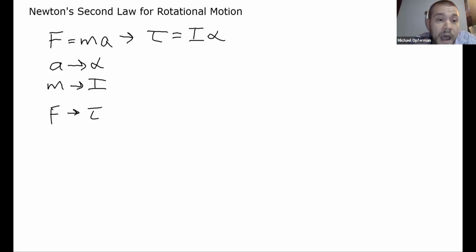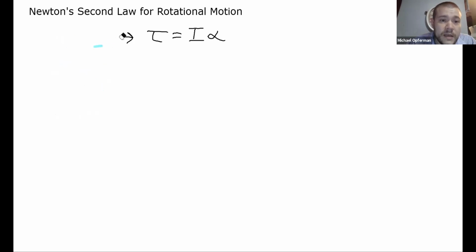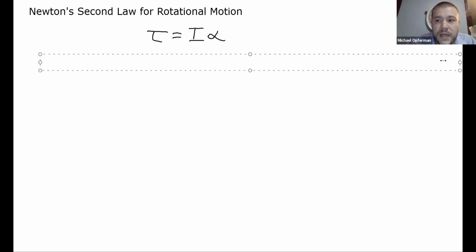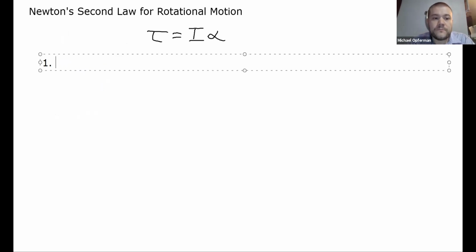Now, how do we actually apply this to solving problems? Well, the procedure is very much analogous to how we solved F equals ma problems, except now every step of the process is a little bit more complicated. So step one, we need a free body diagram. This is the same as the F equals ma case.